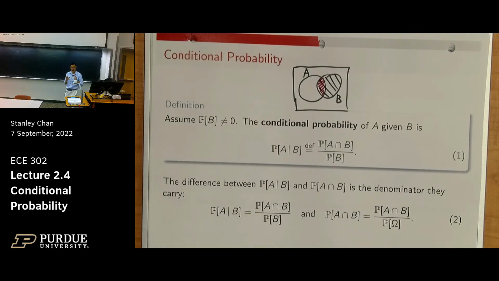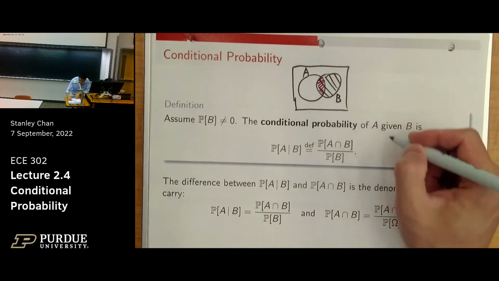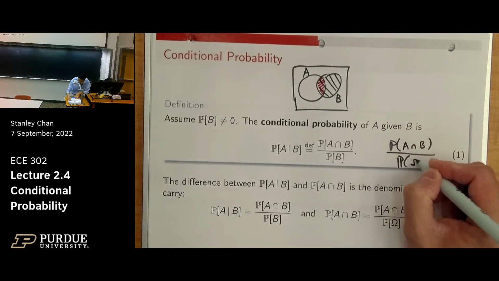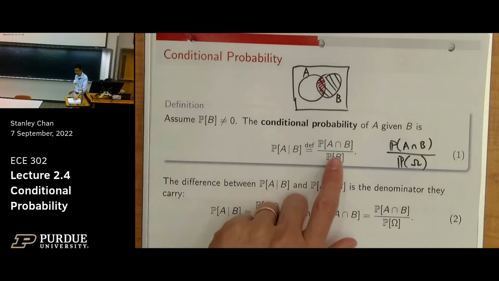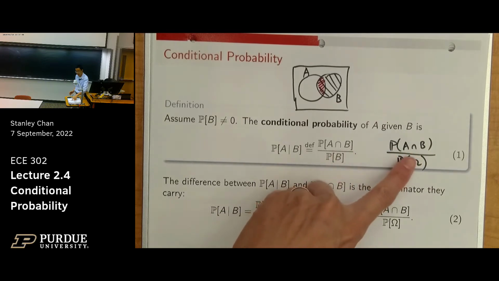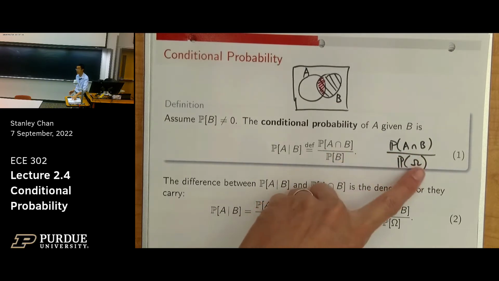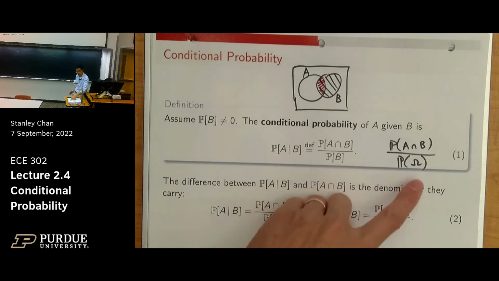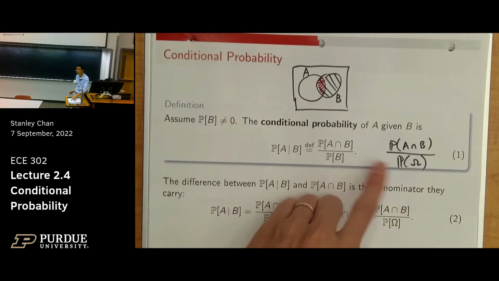Okay, it is measuring the probability of A and B relative to B. Now what is the difference between this and another quantity? The other quantity would be the probability of A and B divided by the probability of omega. Now you should look at these two equations. Both numerators are looking at A intersect B, but the denominator for the conditional probability is B. The other one is omega, and they're different.